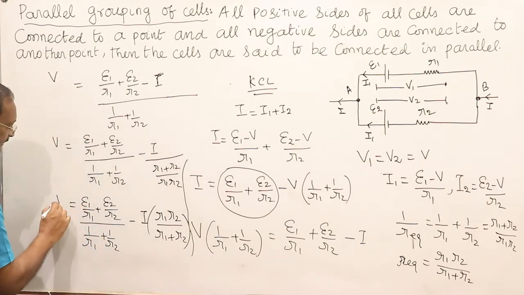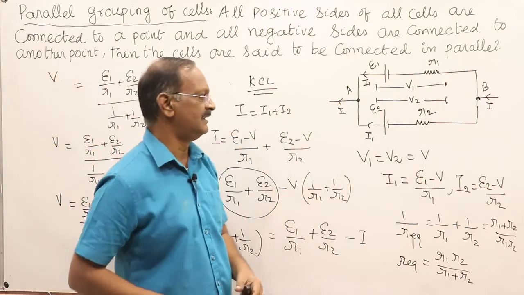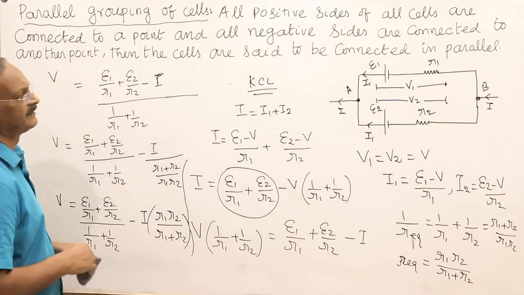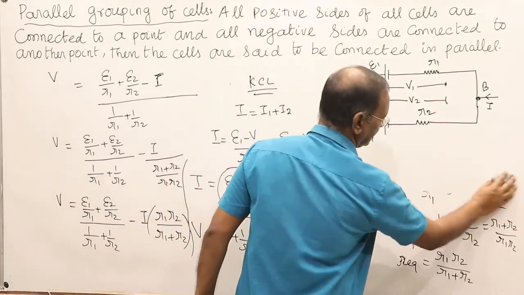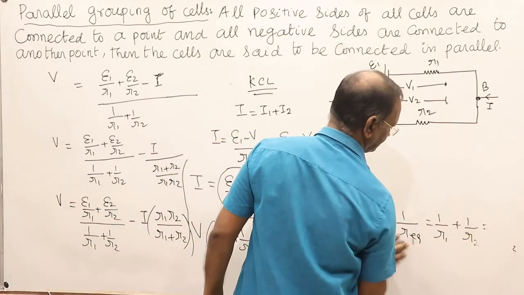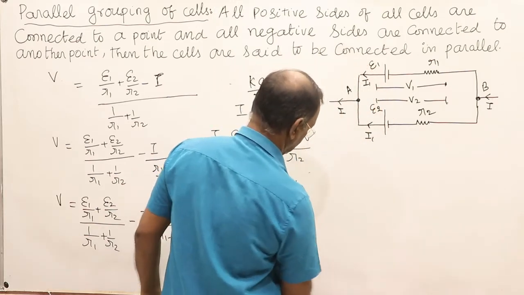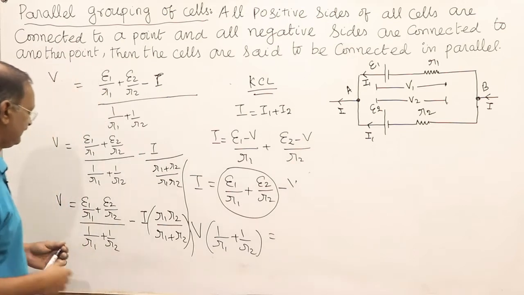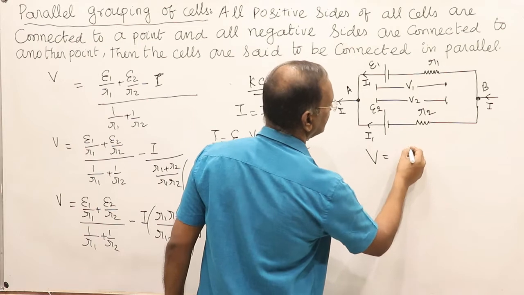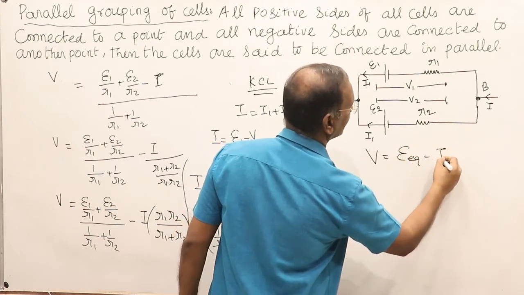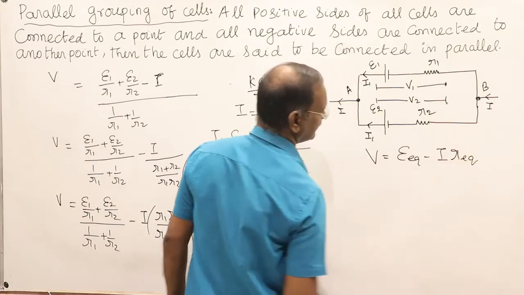Now we have joined both cells, which means this is a combined circuit. For the combined parallel grouping, we have to find the equivalent EMF as well as the equivalent resistance for the given parallel combination. From here we say V net is equal to E equivalent minus I, the current flowing through this, into the equivalent internal resistance.